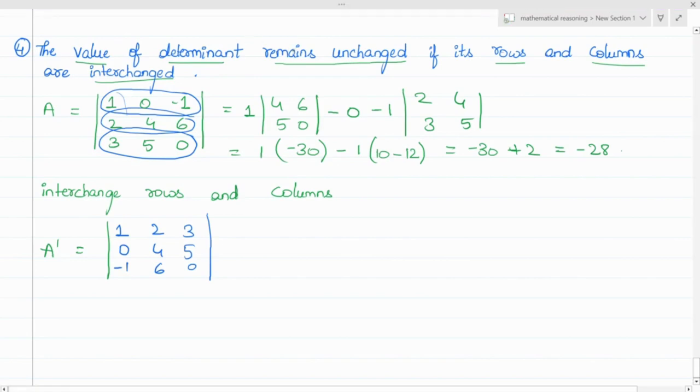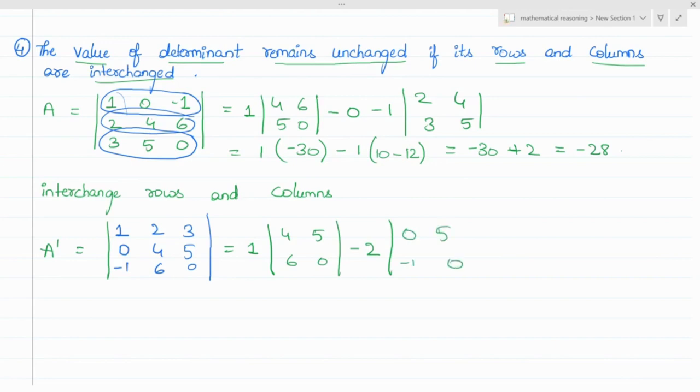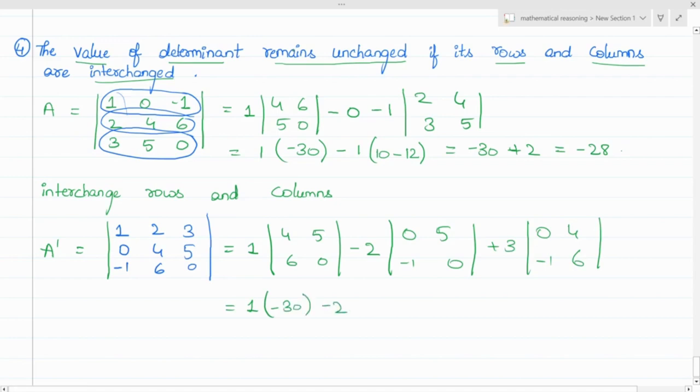Now let's calculate its determinant. So it is 1 into M11, which is 4, 5, 6, 0, minus 2 into 0, 5, minus 1, 0, plus 3 into 0, 4, minus 1, 6. Let's simplify this. 1 into 0 minus 30 is minus 30, minus 2 into 0 is 0, and minus into minus plus 5, plus 3 into 0, minus into minus plus 4. So it just becomes minus 30, minus 10, plus 12. So it's nothing but minus 28.